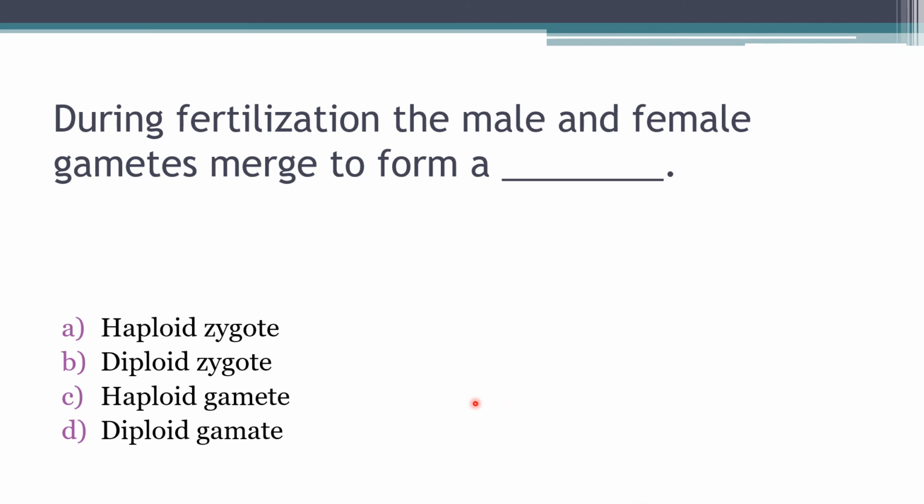All right, so let's look at some questions. Question 1. During fertilization, the male and female gametes merge to form a blank. All right, so the correct answer to this one is B, diploid zygote. Okay, because the male gamete is sperm and the female gamete is egg. Those are haploid gametes. And so if you merge 2 haploid cells, you're going to make a diploid cell, and that cell just happens to be called a zygote.